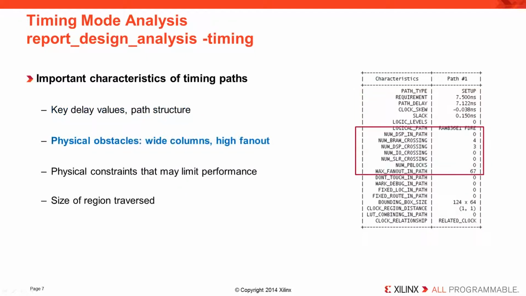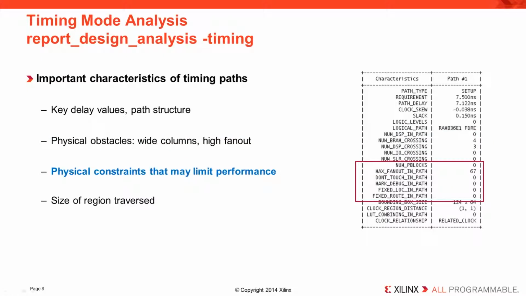The report includes physical obstacles in the path, the traversal of wide columns of block RAMs, DSPs, IOs, and for SSI devices crossing SLRs. Extra routing delay is incurred when crossing these columns. The highest fanout in the path is also reported. Other items include physical constraints, which may limit performance. For example, DONT_TOUCH with MARK_DEBUG will prevent logical and physical optimizations. Pblocks and fixed location assignments restrict placement, and finally fixed routes can restrict routing.